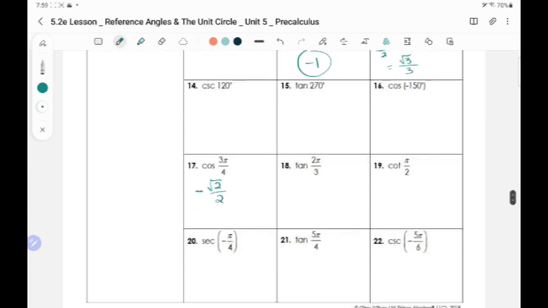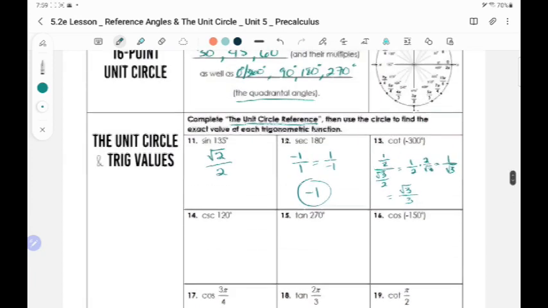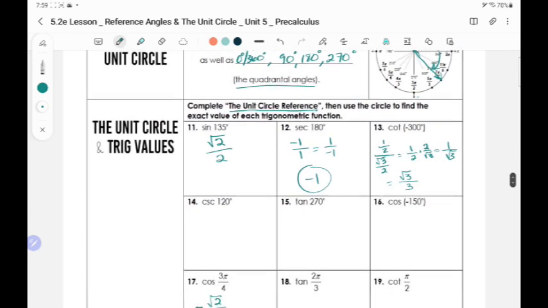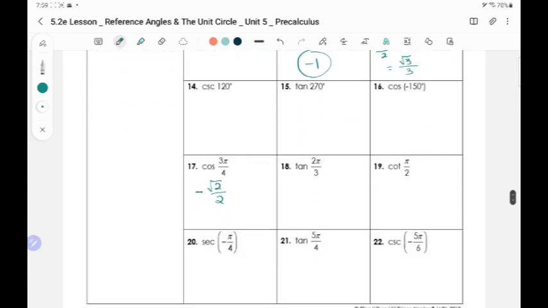Okay? So for each of these, like secant of negative pi over 4, negative pi over 4 is going to be coming down here. Think about that. You're going pi over 4 distance from 2 pi. That's the same thing as 7 pi over 4. And so then we can look at our unit circle and say, okay, what's the value there? It's square root of 2 over 2 and negative square root of 2 over 2.